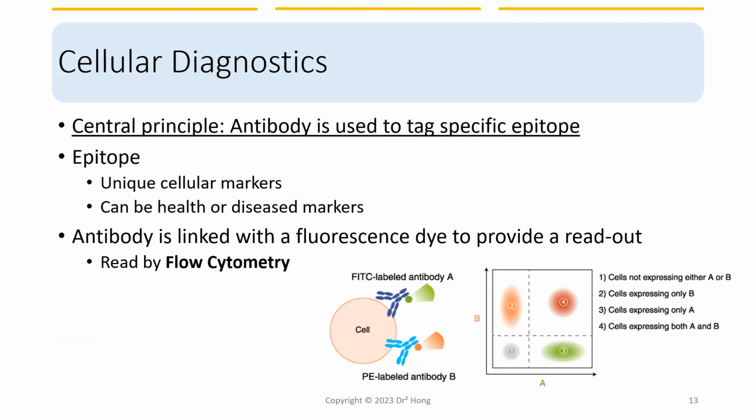Antibodies are often used in cellular diagnostics because they have a high affinity to tag or bind to specific epitopes. We can target both diseased and healthy cellular markers with different antibodies to distinguish the different statuses of the cells. And to quickly provide a readout, antibodies linked with fluorescent dyes can bind to different cell surface markers, and when these cells are subjected to an instrument called flow cytometry, different cell populations are immediately distinguished through different fluorescent tags.